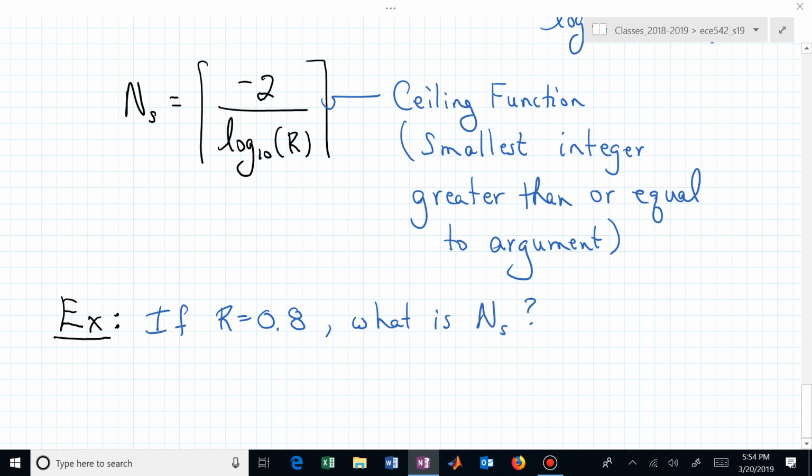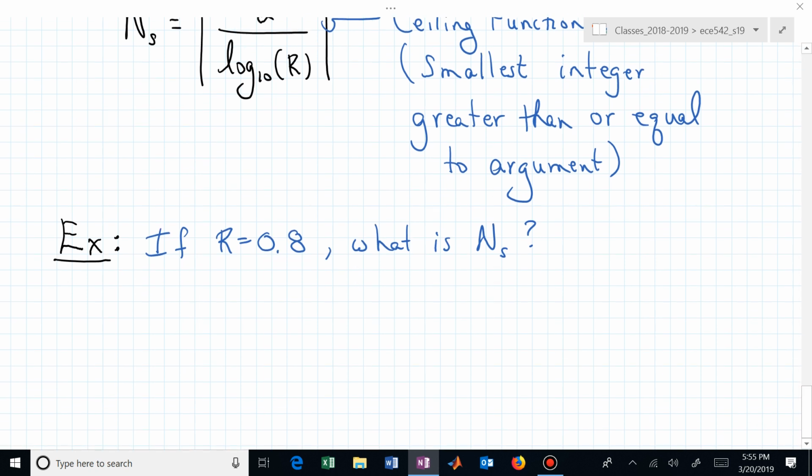How many samples does that correspond to? Well, now we have the formula right there. It's just a matter of plugging the number into that formula. N sub s, the number of samples to settle to 1% of where we started, is now minus 2 over log base 10 of 0.8.